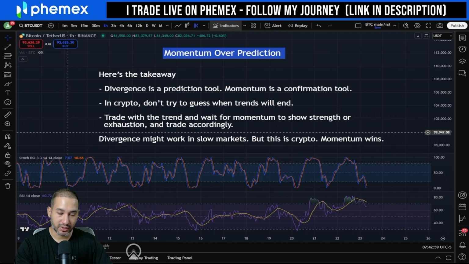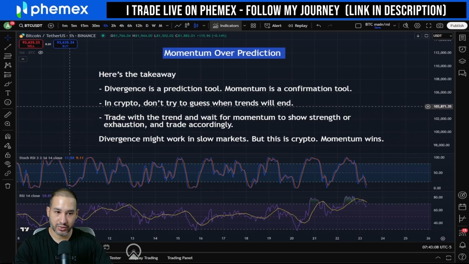Crypto is super volatile, super manipulative. That's why the market maker pattern in trading works. This is why I trade momentum. This is why I trade the liquidation zones. And this is why I favor momentum.